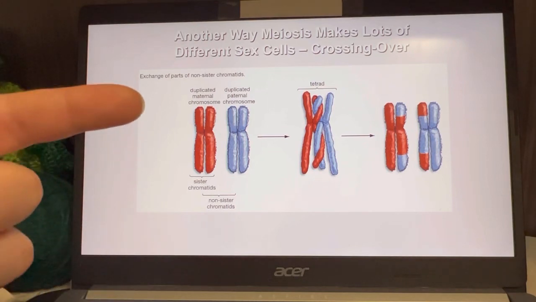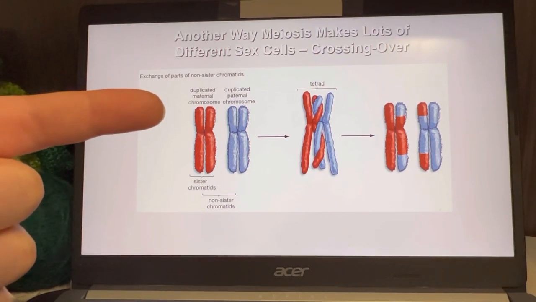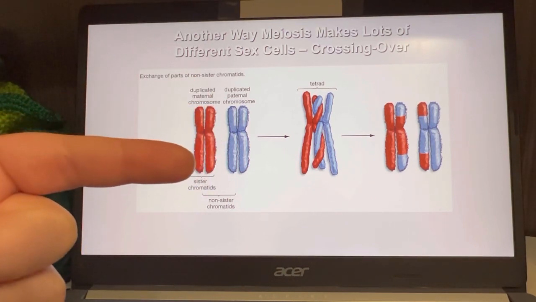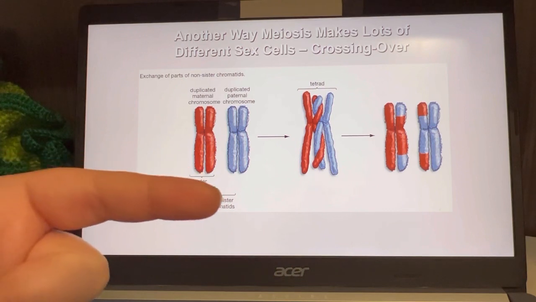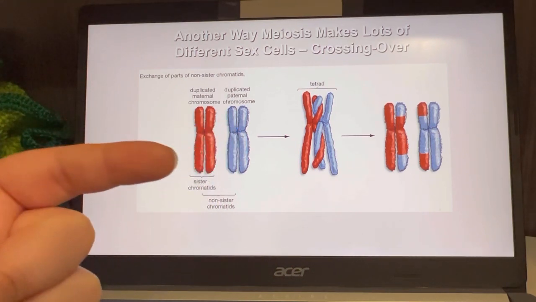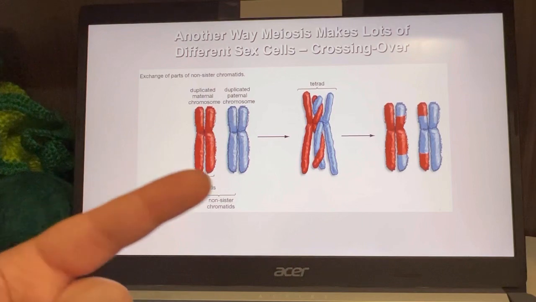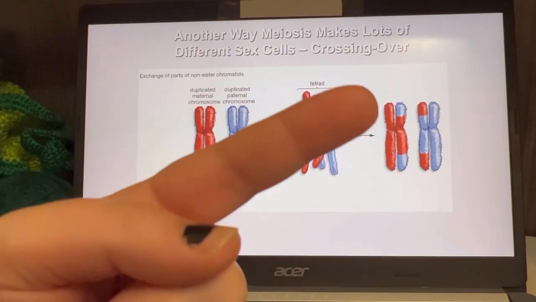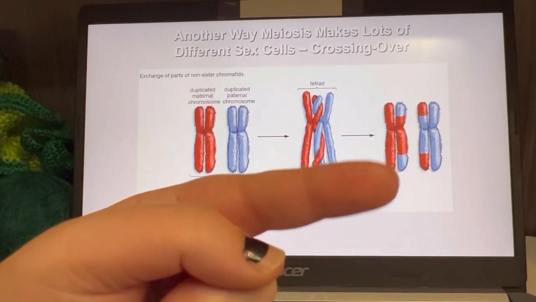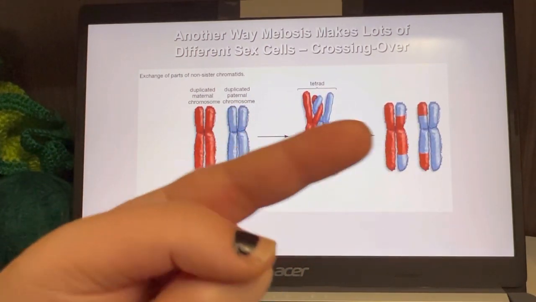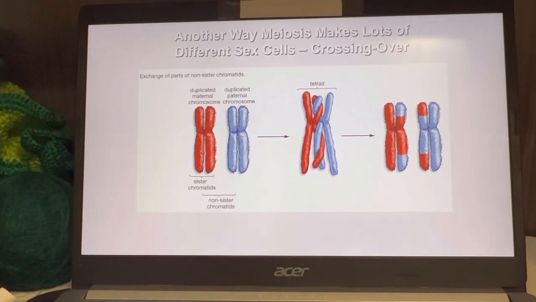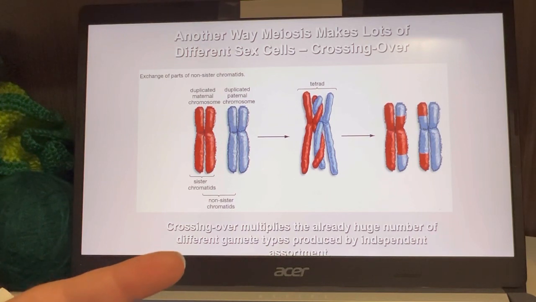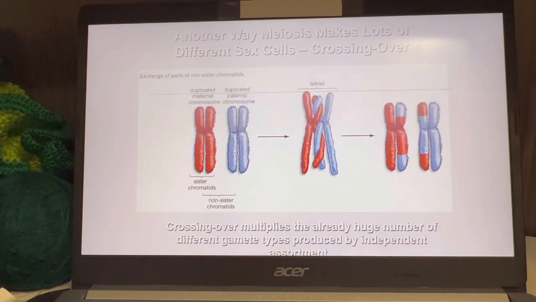Another diagram: exchanging parts of non-sister chromatids, a duplicated maternal chromosome and a duplicated paternal chromosome. These 2 are sister chromatids. The 4 together are non-sister chromatids, even though they are homologous, because they come from different parents. Mum and dad are mixed together, and this is the result. Some of dad went onto mum, and some of mum went onto dad. So the sister chromatids now have different genetic information. Crossing over multiplies the already huge number of different gametes produced by independent assortment.